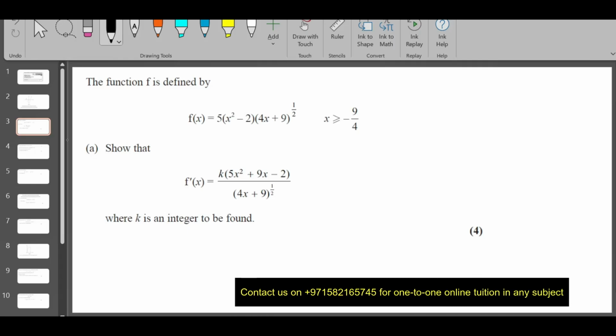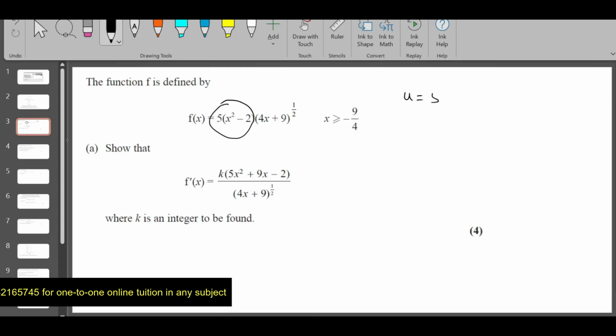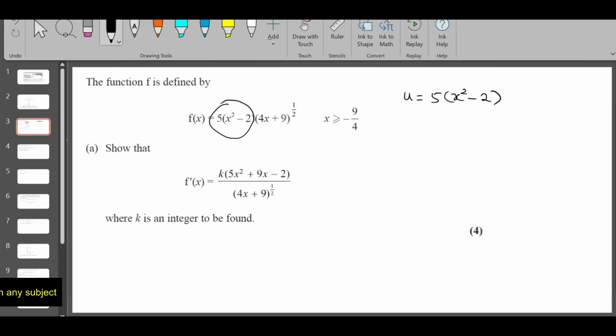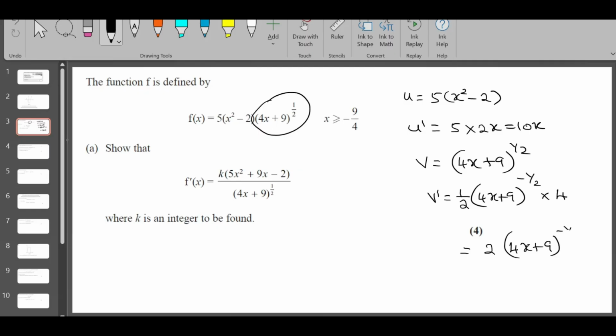We are going to differentiate it by applying the product rule. So I'm going to take this as u, 5 times x square minus 2. So when I differentiate it, 5 times 2x is 10x. And I take this as v and I apply chain rule to differentiate it. We'll get half, 4x plus 9 to the power half minus 1, which is minus half, times when you differentiate 4x plus 9, it's 4. So it's basically half times 4 is 2 times 4x plus 9 to the power minus half.